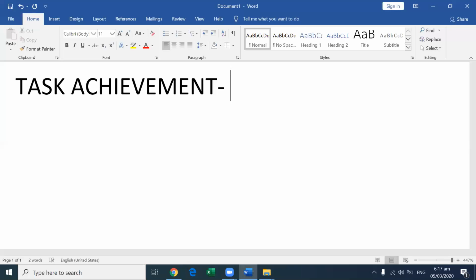If you're off topic, then most likely you will get probably a 4.0, a 5, or 6. It's a maximum for your task achievement, and that's already a big pull down of your score.